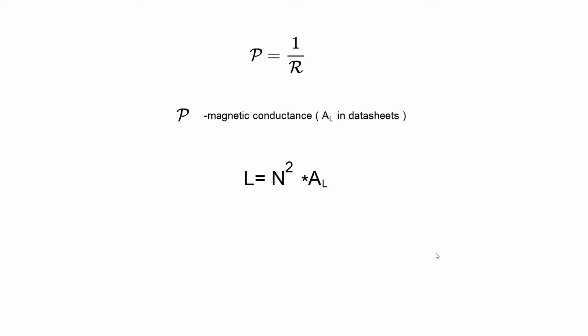If you have a core, a magnetic core, with a known AL, you can make an inductor from it and you can calculate the inductance by multiplying AL with the number of turns squared.